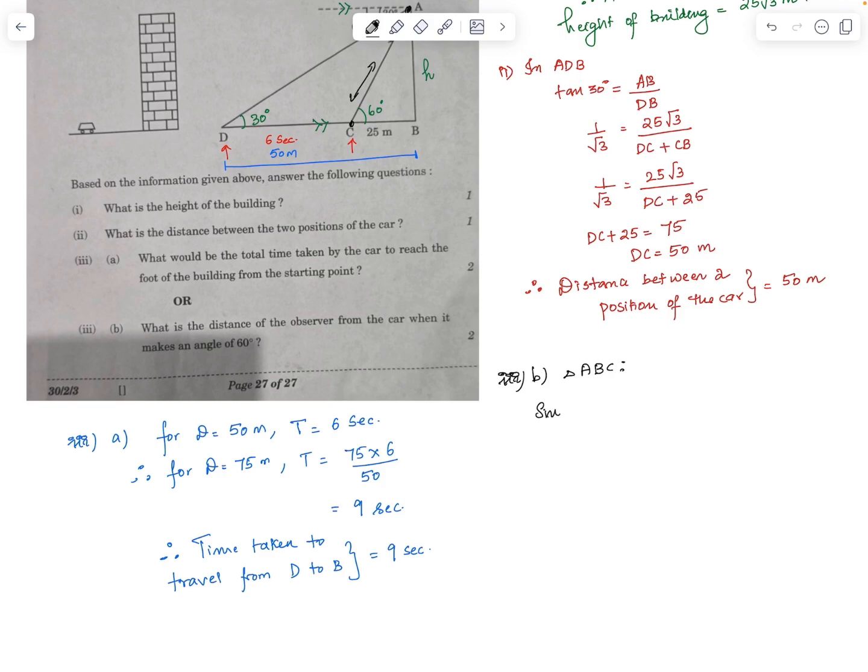Taking sine ratio, sine 60 is equal to AB upon AC. Sine 60 is root 3 upon 2 and AB is 25 root 3 upon AC. So AC is 25 root 3 into 2 upon root 3. So AC is 50 meters.